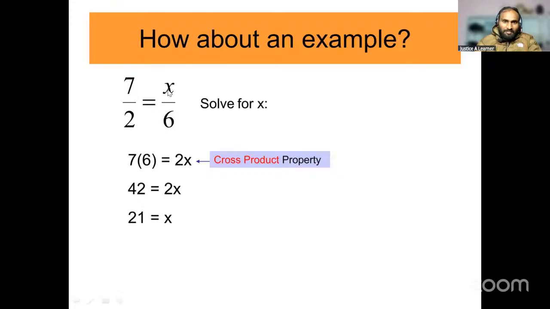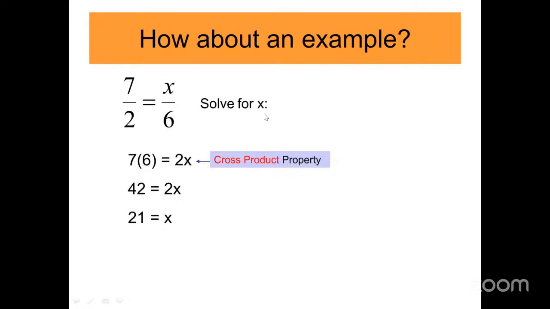Like 7 upon 2 equals x upon 6. Solve for x. What is x?